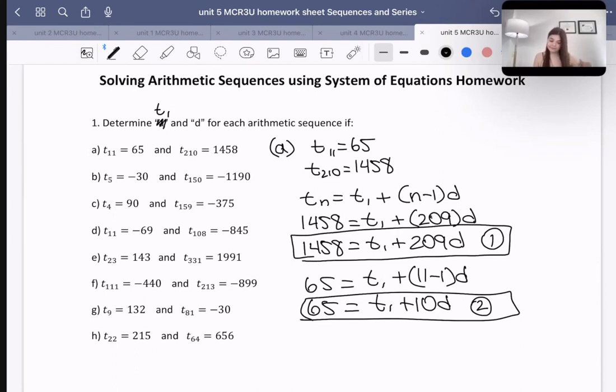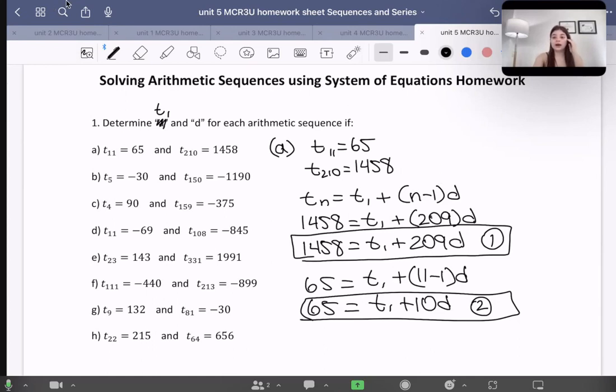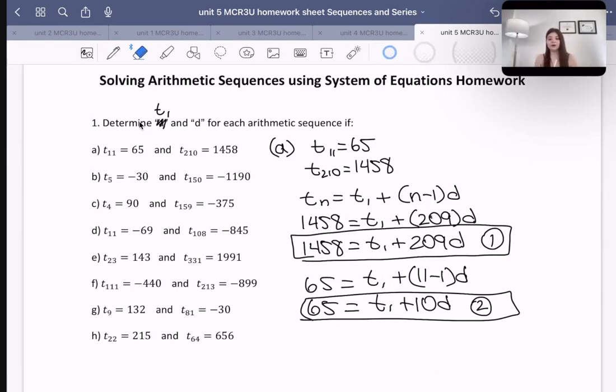Okay. So now we have two equations and we have two unknowns, and so we are able to solve this, which is fantastic. Now, if you're looking at this and you're thinking, I have no idea where do we go from here? How would we actually solve this? We still have two unknowns.